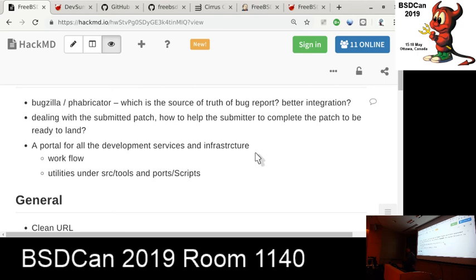Is there any other comments, suggestions? In tooling, we trust. In automation, we trust.